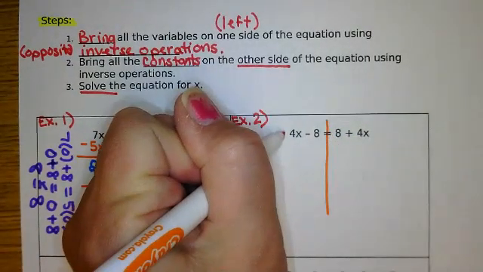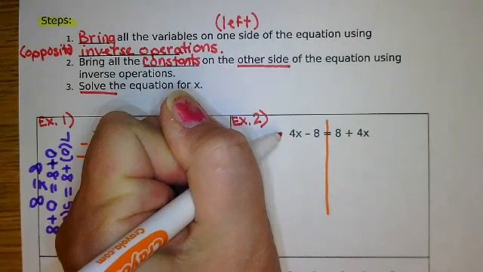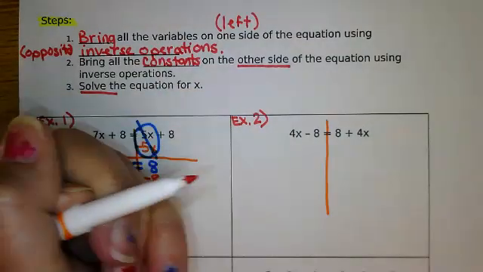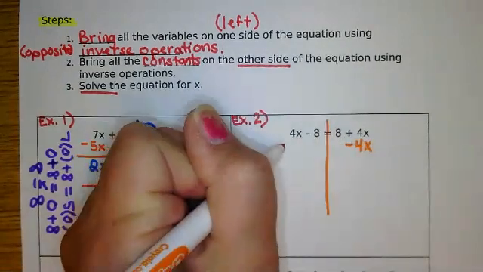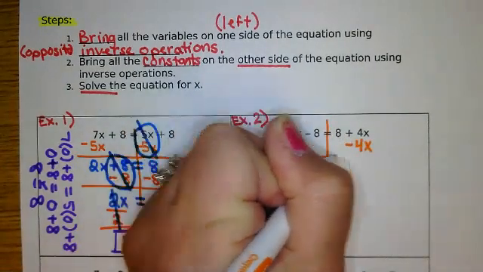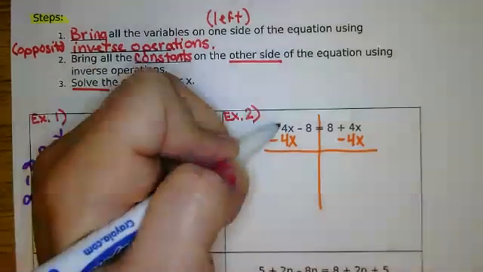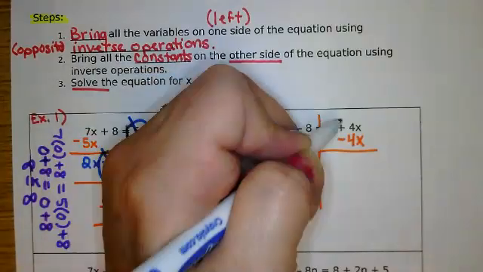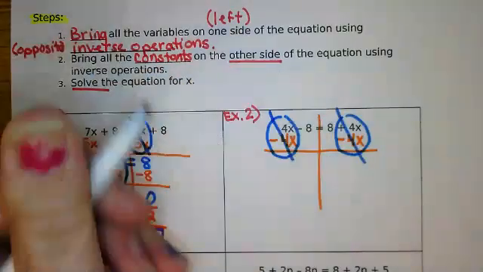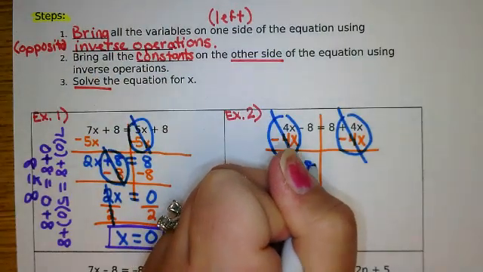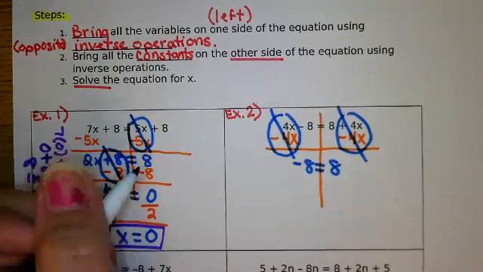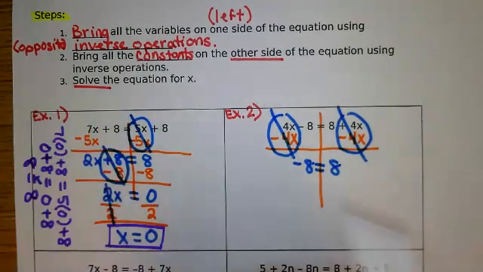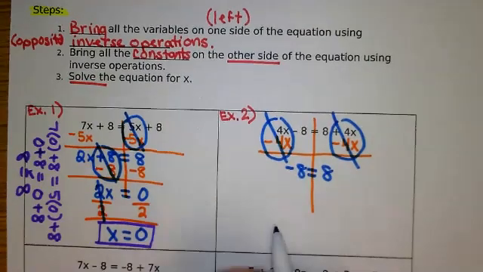Don't forget there's no sign in front, so that automatically is a plus 4x, or if you want to look at it like a positive 4x. So I'm going to get rid of this 4x, and yes, both of them end up equaling 0 because there's nothing left over. So with that being said, I have negative 8 equals 8. You know, and I know, negative 8 does not equal 8.